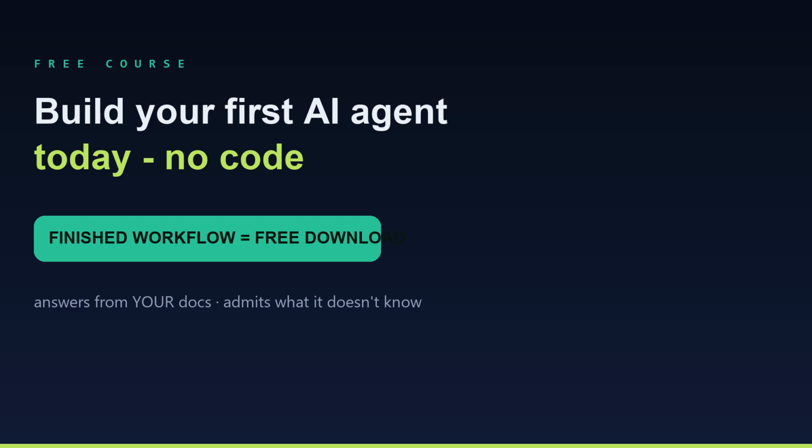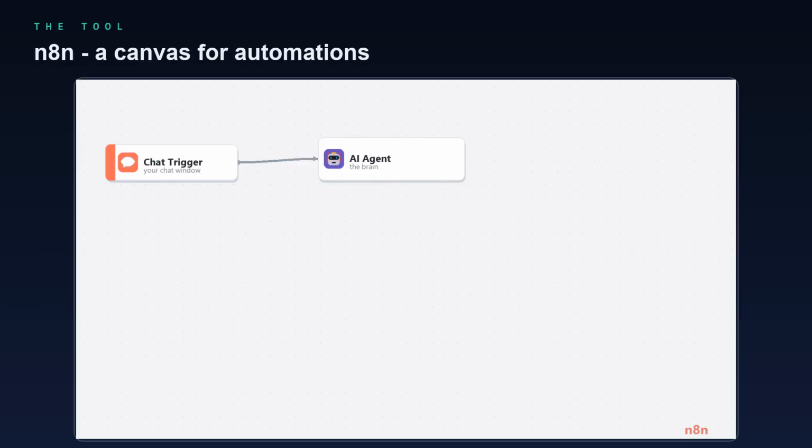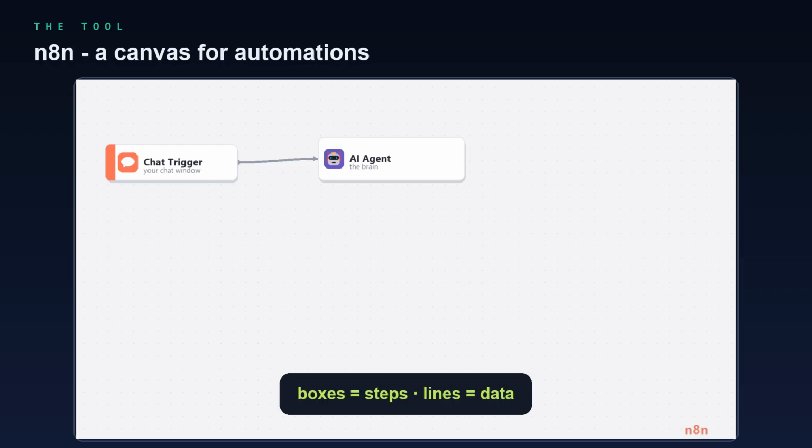By the end of this video, you will have built a real working AI agent. Not a demo, not a toy, an assistant that answers questions from your own documents, admits when it doesn't know, and runs on your machine, for free. No code, no experience needed. Just follow along step by step. And the finished workflow is a free download in the description, so you can't fall behind.